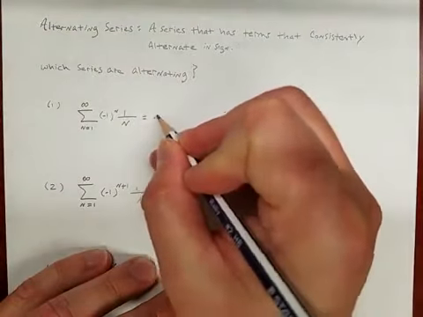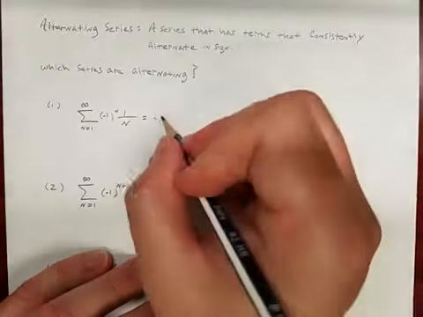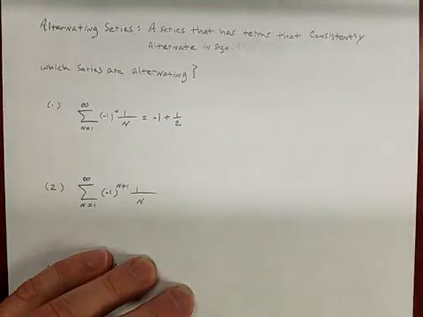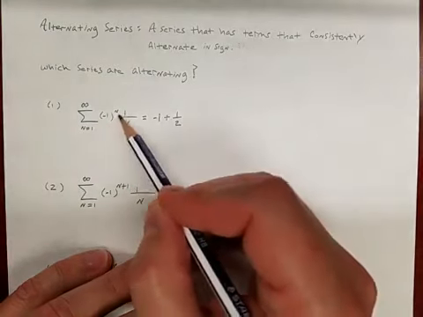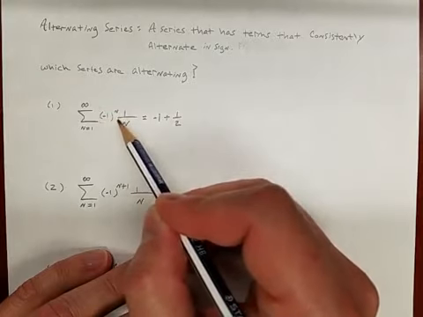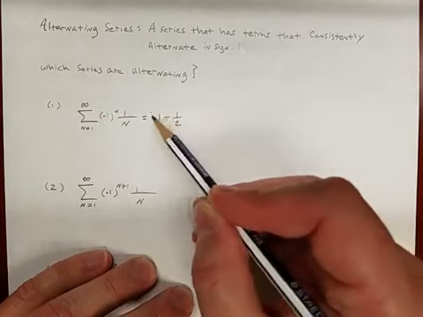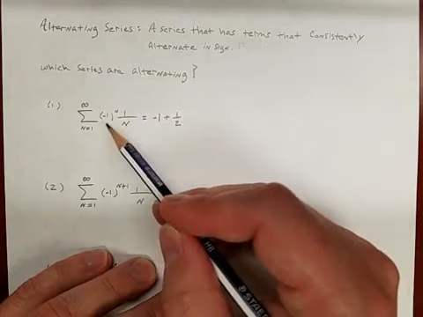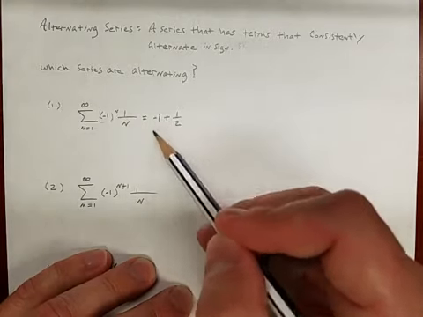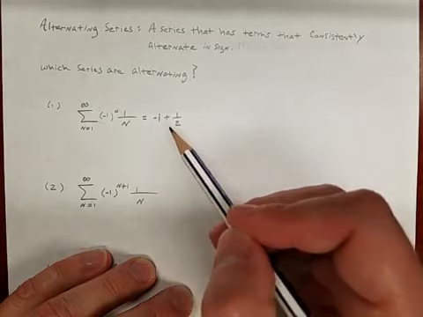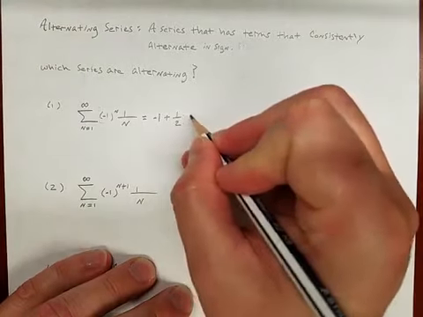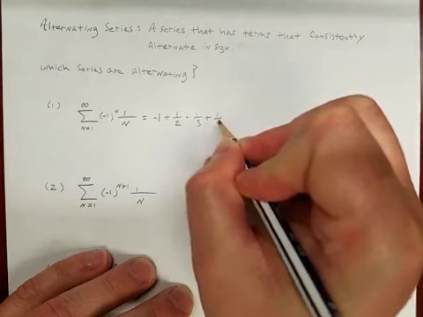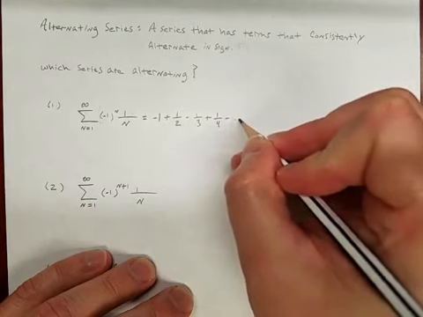First term is -1. Second term is positive 1/2. Right? Because that seems to make it alternate. I get (-1) to the first power, (-1) to the second power. You take -1 to an odd power, you get a negative answer. To an even power, you get positive. I'll get -1/3 from here. I get positive 1/4. And negative, it keeps going, right?